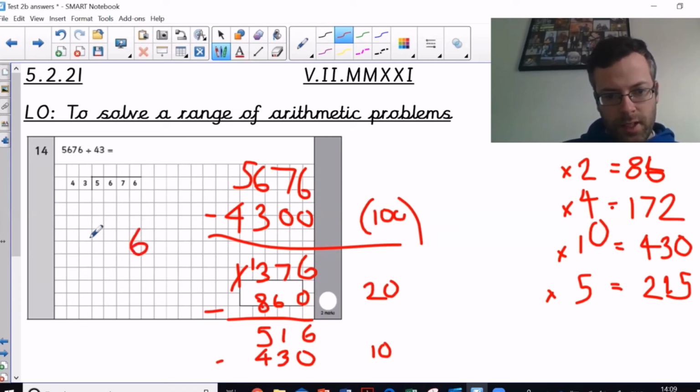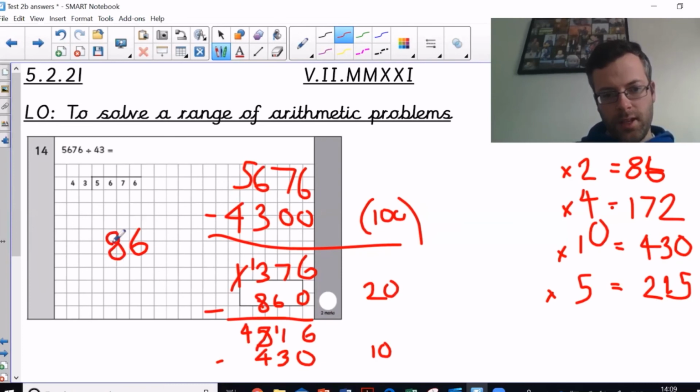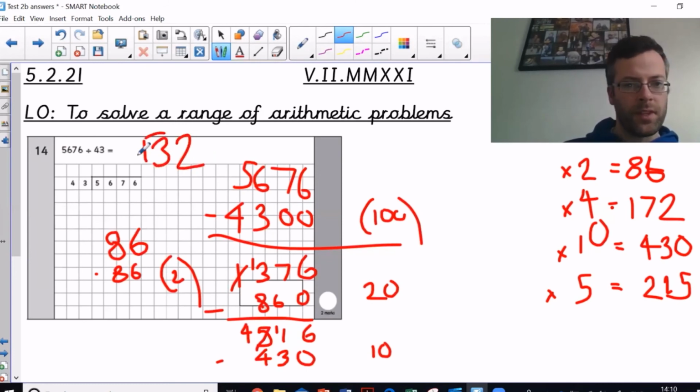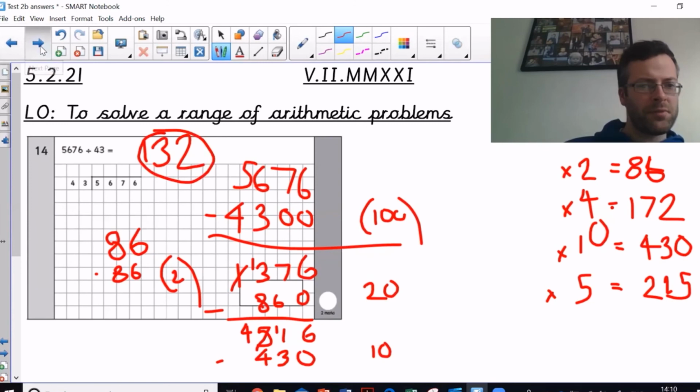I'm going to have to exchange that. So I'm left with 1, and that would leave me with 8, and that's 0. Then I can take away the 86, which is 2 lots. So how many lots have I taken away? 120, 130, 132. Another not so nice question. I'm running out of time.